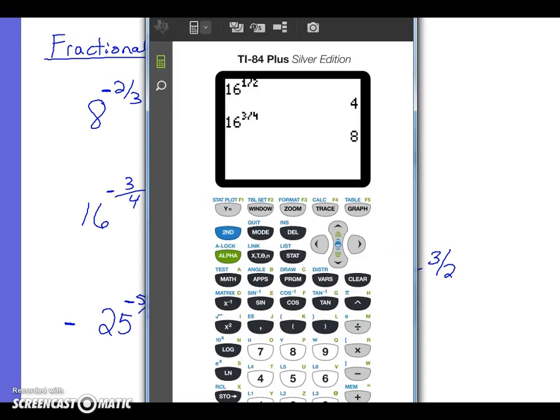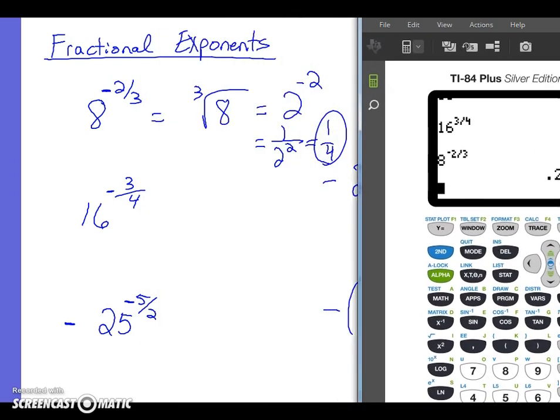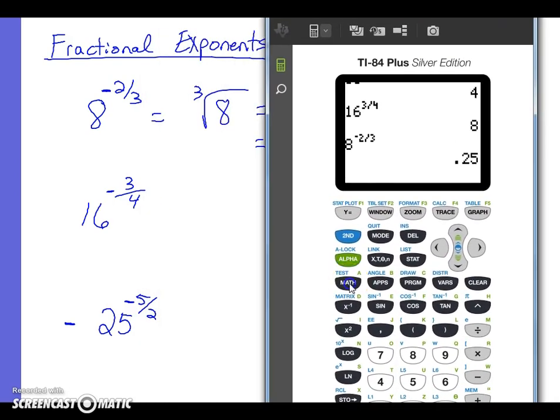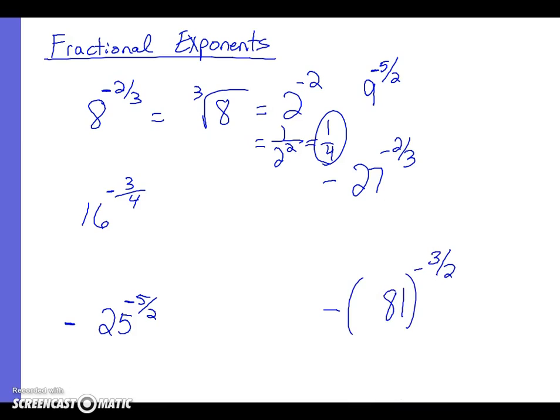8 to the negative 2/3. So 8 raised to the negative 2/3 power. Get your answer. It's 0.25, which is the same thing as what we got as 1/4. And if you remember, you can change that to a fraction if you need to, and it will show it as a fraction. Again, each one of these, you do the exact same way.